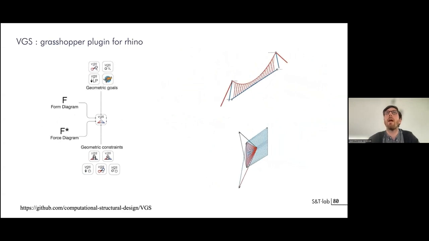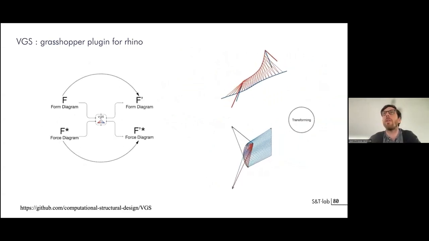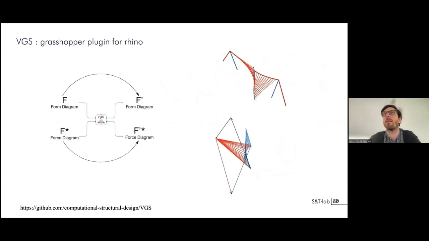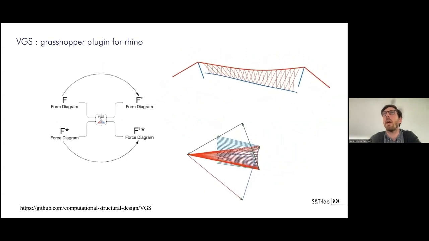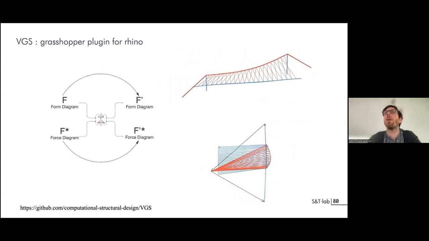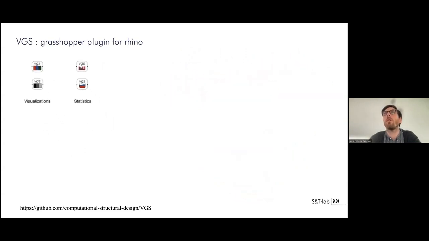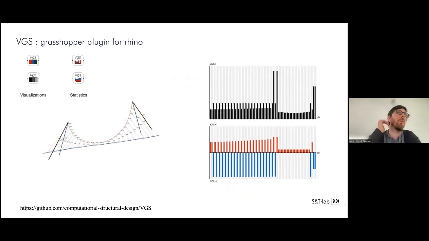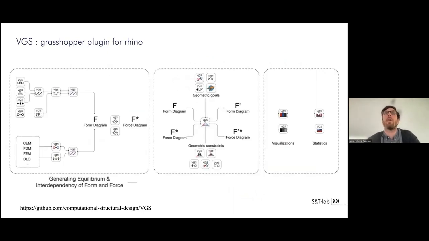And we can apply geometric constraints and goals and transform them and directly see how the transformation affects the forces and the form. So you can apply constraints such as geometrical constraints, but also numerical constraints, such as I don't want that element to have a force higher than X kilonewton, for example.